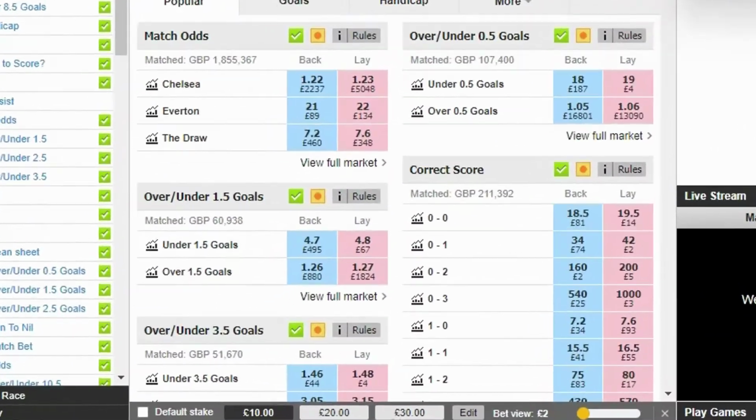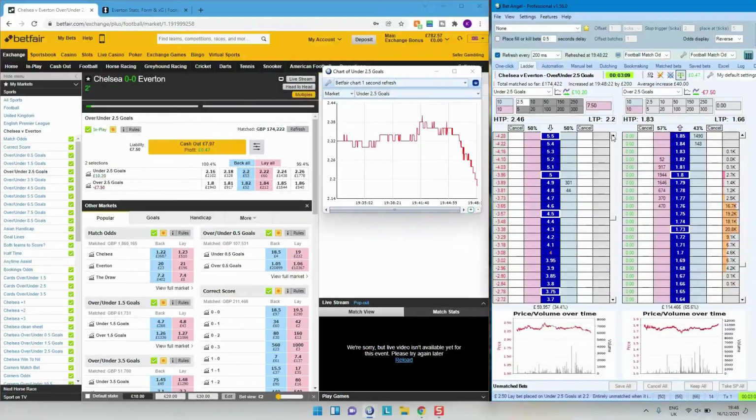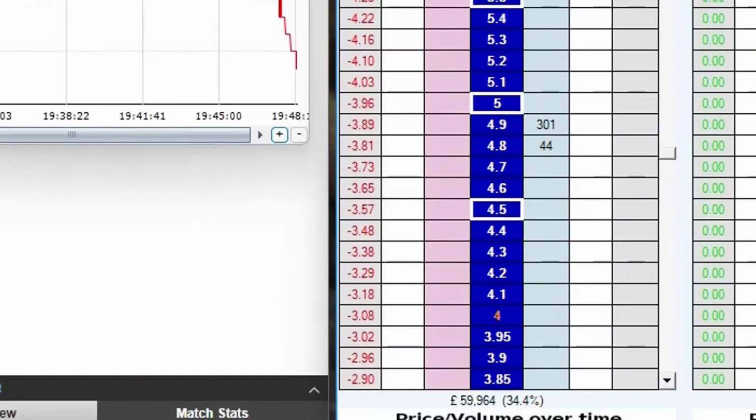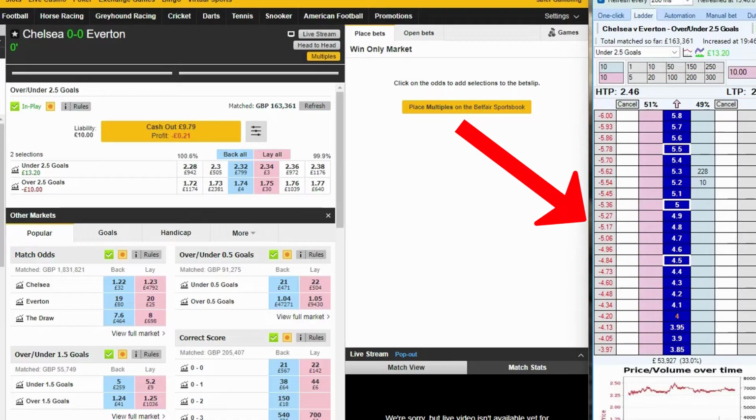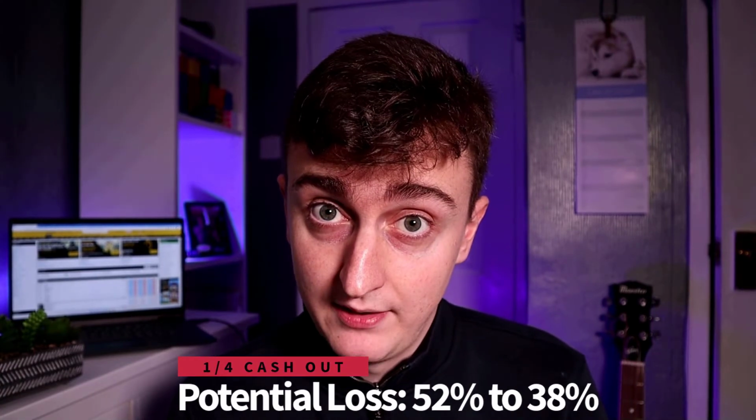So by checking the under 1.5 goals market again, we can determine what our estimated loss would be if there was a goal that was scored. And we can compare that value to what it would be if we still had 100% of our stake still at risk. At odds of 4.8, we'd be cashing out for a 38% loss if a goal was to be scored. Compare that with a 52% loss if we'd still kept our 100% stake in the market. There is a big difference there, of course. With cashing out 1/4 of our stake, we have decreased our potential loss by 14% in the event that a goal is scored.